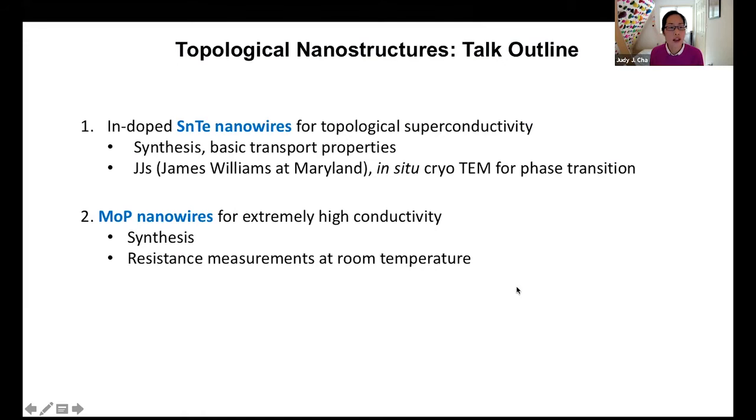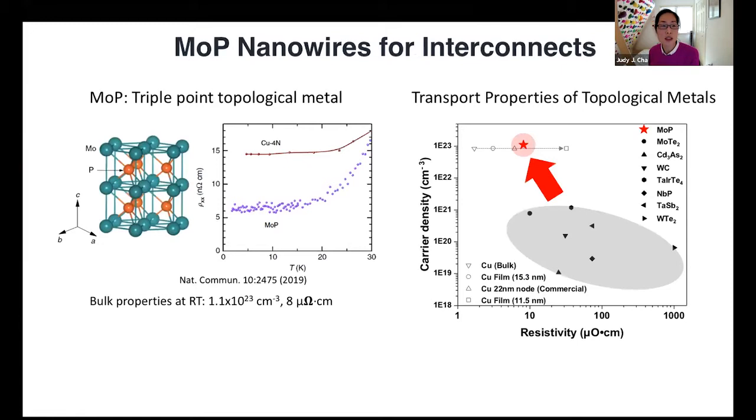I think my time is probably up. Let me just briefly talk about molybdenum phosphide a bit. Molybdenum phosphide is another topological metal. One attribute is that its conductivity is extremely high. So in other words, resistance is extremely low. So we want to explore if it can potentially be used to replace copper interconnects.